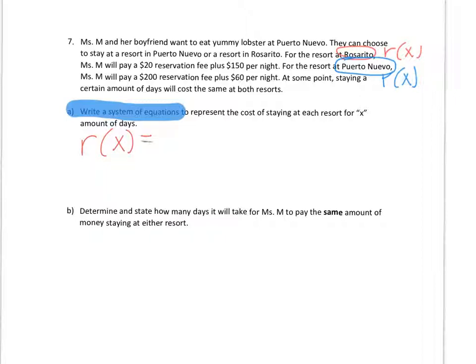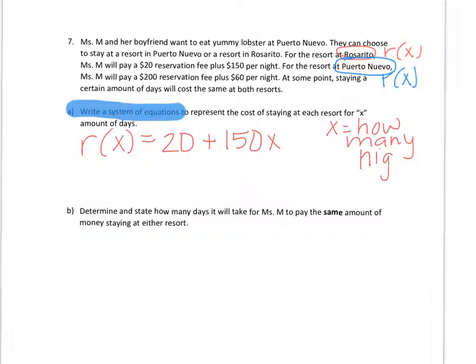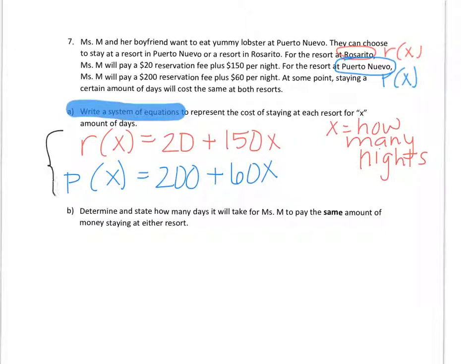she has to pay a $20 reservation fee plus $150 per night. And we don't know how many nights she's staying, so X represents how many nights. Okay, so she has to pay $150 per night plus 20 bucks. And then for Puerto Nuevo, she has to pay $200 for a reservation fee plus $60 per night. And those are the two equations. This is called a system.